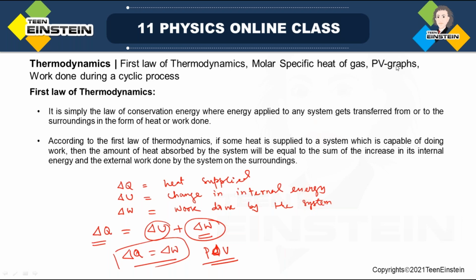So how do we know about that? From the graphs we will see. And finally we'll see work done in cyclic process, etc. So let us enjoy the class. Okay, so we'll start now. As we discussed in the last class, the first law of thermodynamics is simply the law of conservation of energy.